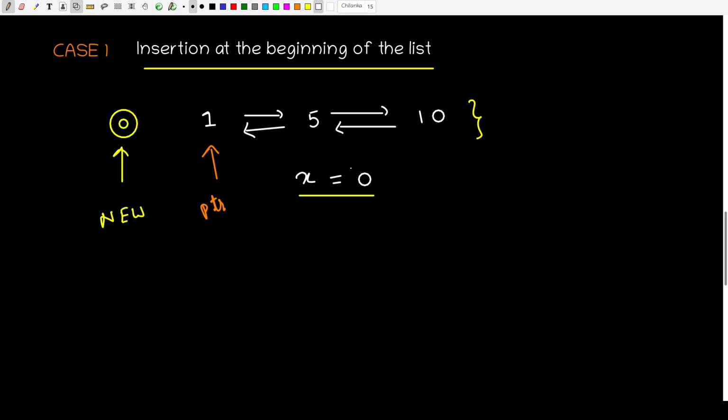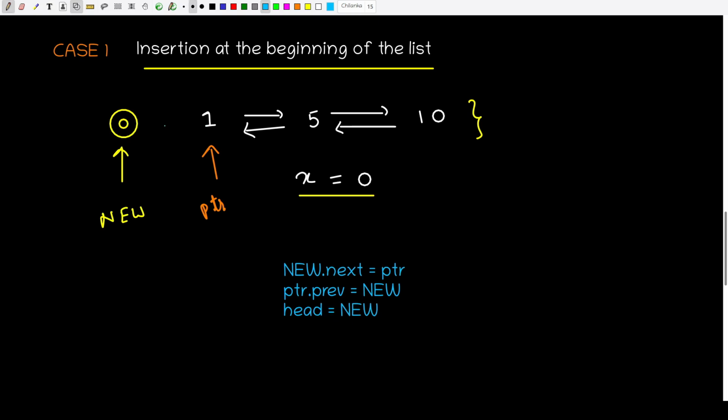So for this, all we have to do is adjust the previous and next pointer of the nodes new and ptr. So let us do that. new.next should be equal to ptr, and ptr.previous should be equal to new. And since in this condition head has been manipulated, we are going to make head equal to new.